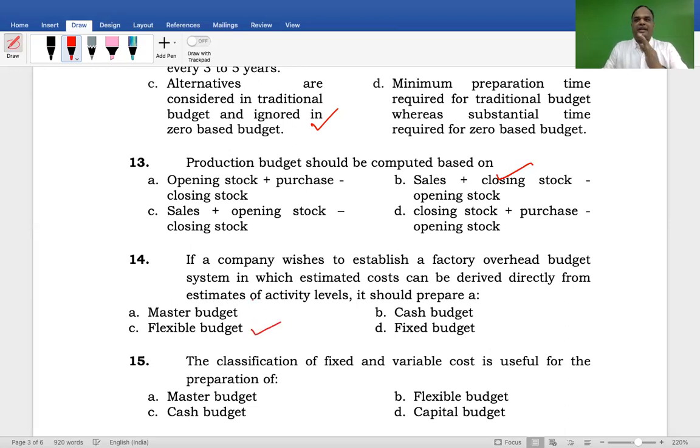In flexible budget only, depending upon the activity, the cost also changes. The classification of fixed and variable cost is usually for the preparation of master budget, flexible budget, cash, or capital budget. Already we discussed it, where we classify the cost into fixed, variable, semi-variable. Same question they're asking. Classification of fixed and variable cost is useful for the preparation of which budget? Again, flexible budget only.